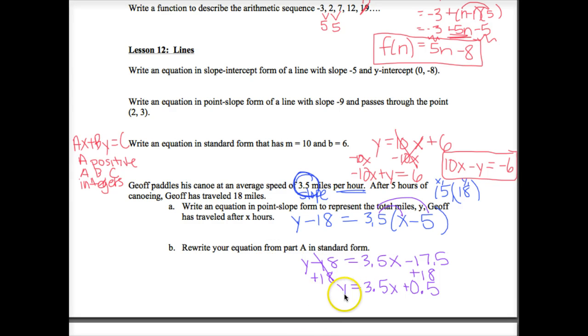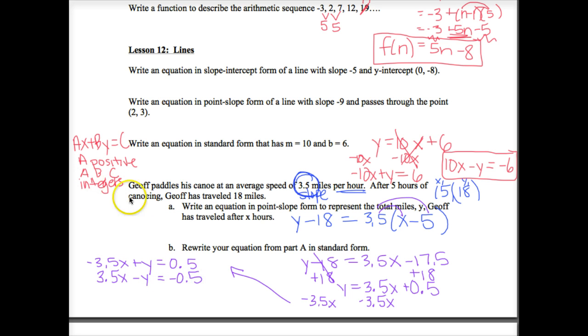Remember, in standard form, first of all, I have to have my x's on the left side, and they're not. So I'm going to move my x term first by subtracting it on both sides. So negative 3.5x plus y equals 0.5. Then I know that a has to be positive, so that means I'm going to change all the signs.